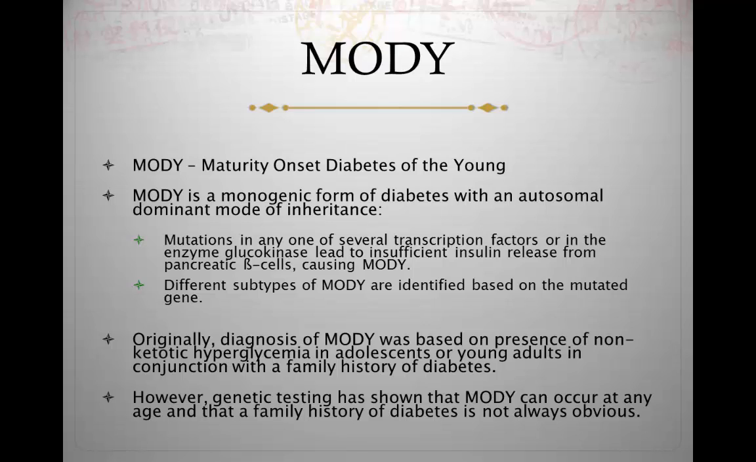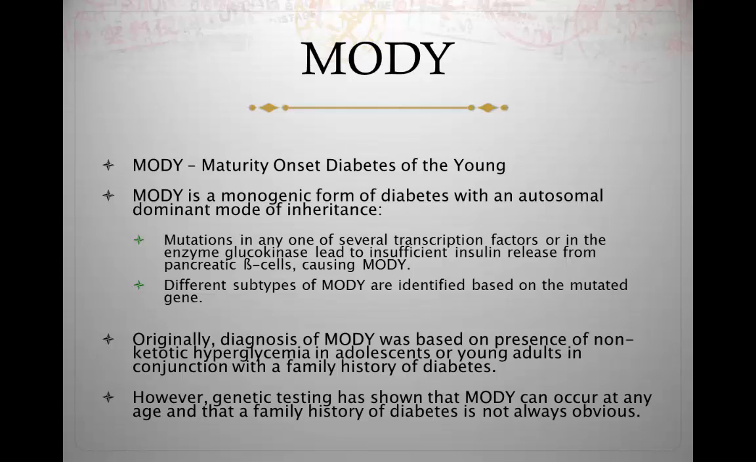Now, another type of diabetes is maturity onset diabetes, which also has a hereditary form. It is also an autosomal dominant disease. It is monogenic and has several mutations. One is in a transcription factor that leads to insufficient insulin release by the pancreatic beta cells, so it does disrupt the production of insulin.